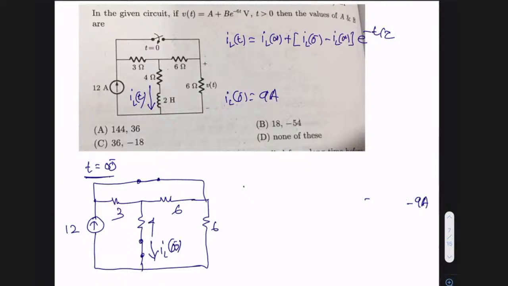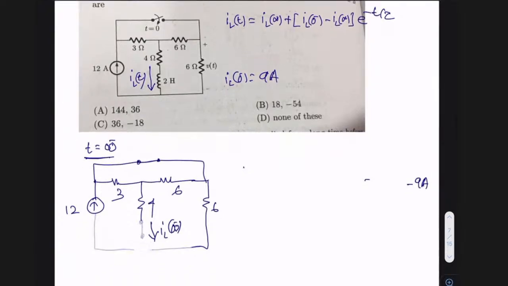Let us do one thing. Let us take this point as ground. I need this branch current, right? So let's call this Vx. If this is Vx, this is also Vx, because this is the same shorted path. So this node is also Vx. And let's name this node Vy.